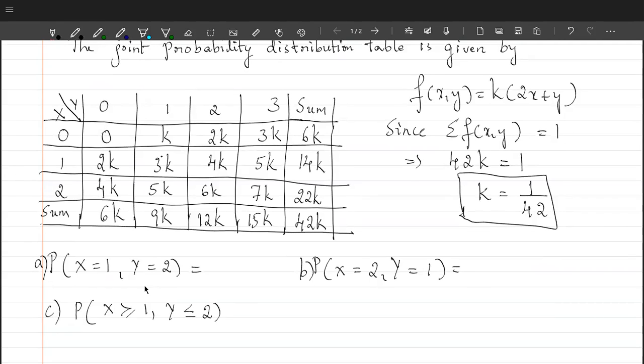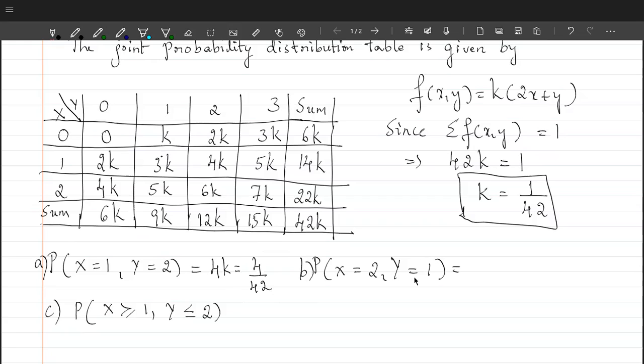So let's start with the calculation of these probabilities which they have given. First question here is, find the probability that x takes the value 1 and y takes the value 2. So which column or which value you have to consider here? X should be taking the value 1 and y should be taking the value 2. That is possible only here. So you have to consider the case 4k. But what is k in this? K is equal to 1 by 42. So your answer must be 4 by 42. If you want, you can still simplify this by dividing this by 2.